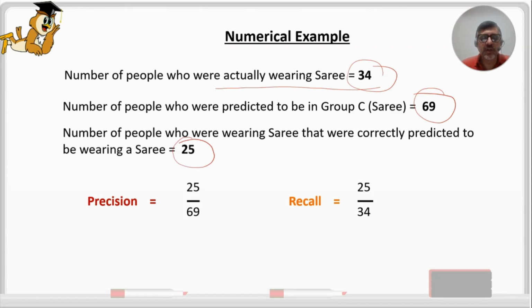So precision would be 25 divided by 69. Okay, and recall would be 25 divided by 34. Okay, so look at these numbers. So the precision here is approximately, I guess, 36%. Okay, and the recall over here is, let's say, approximately 74%. Right?